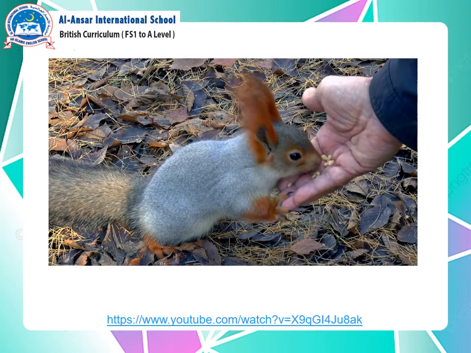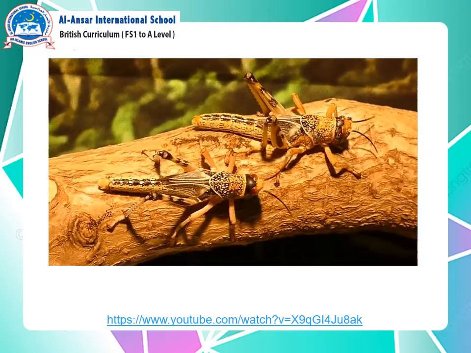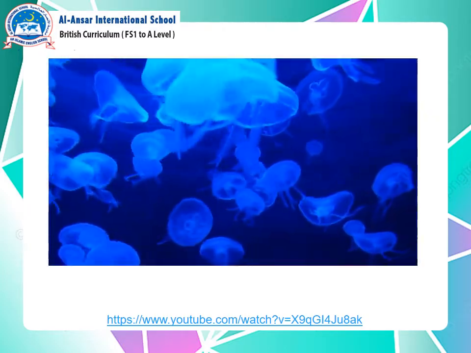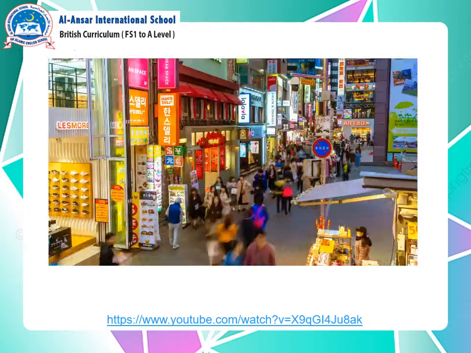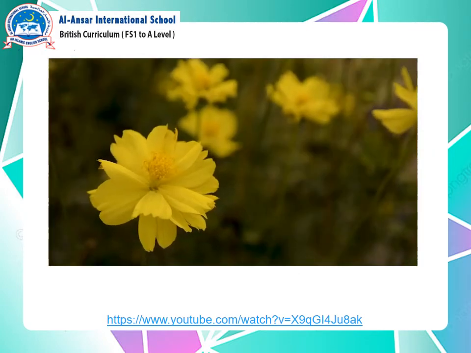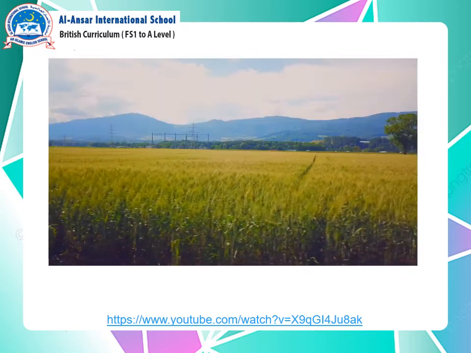Animals are living things. There are many different types of animals. They all look different, but they all have one thing in common. They are all living things. Humans are living things too, and so are plants. Plants are living things because they breathe, eat, grow, and make more of themselves.